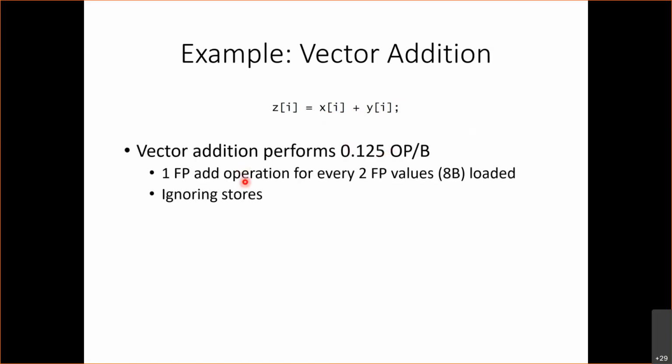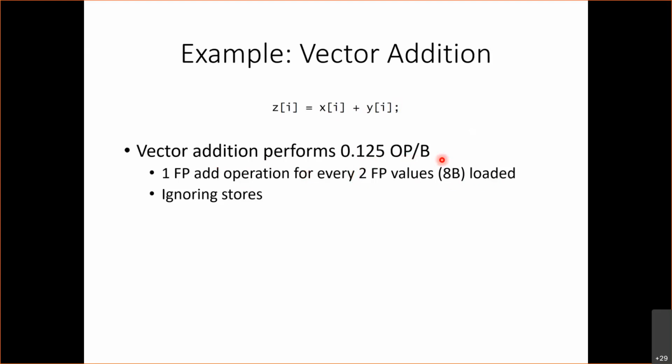So we do one floating point add for every 2 floating point values, which is 8 bytes that we load. What that means is that this vector addition kernel performs 0.125 operations per byte. Okay, now this is very far away from the desired 15.6 operations per byte that we want in order to fully utilize our cores. So you can expect that vector addition will be what? Compute bound or memory bound? Memory bound.